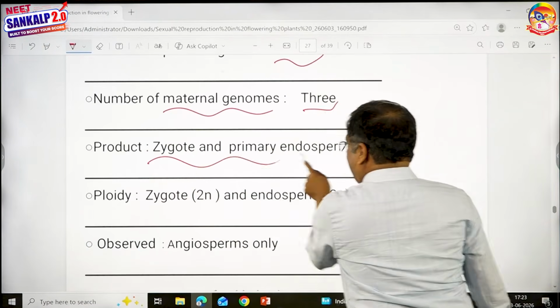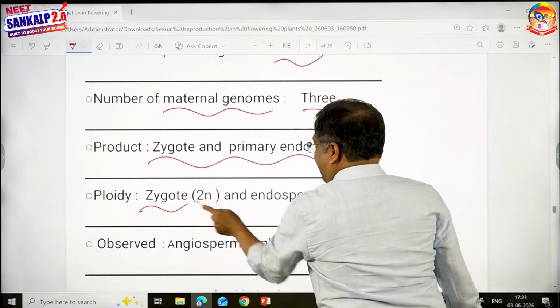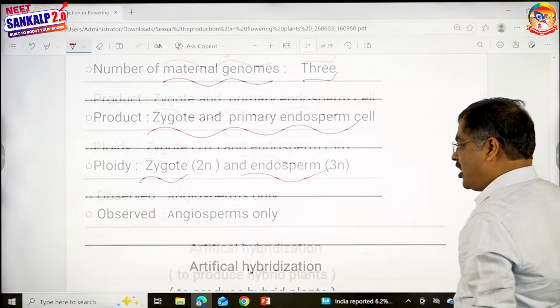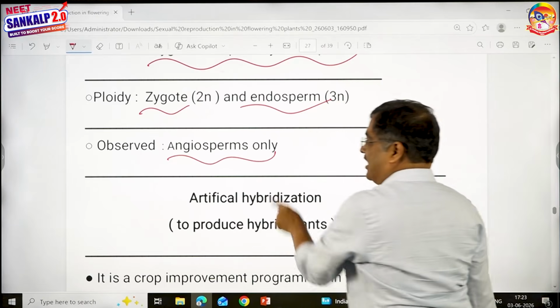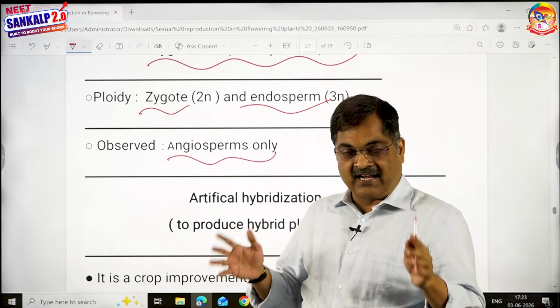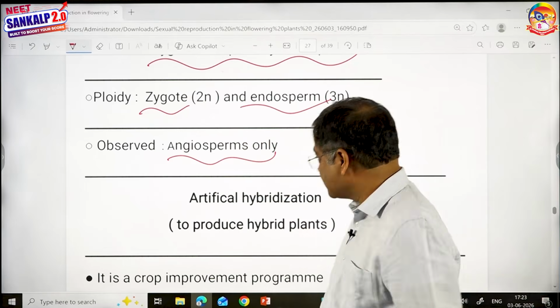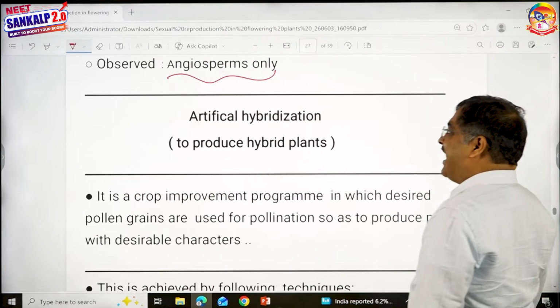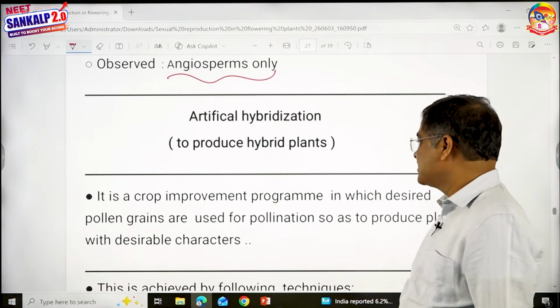Product: zygote and primary endosperm nucleus. Zygote is diploid, endosperm is triploid. It is seen only in angiosperms. The number of nuclei involved in double fertilization, the answer is 5. Remember that. Then artificial hybridization to produce hybrid seeds, what we do.